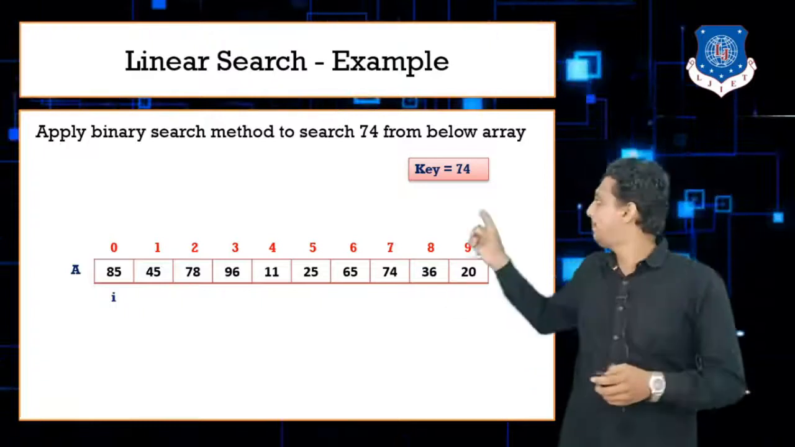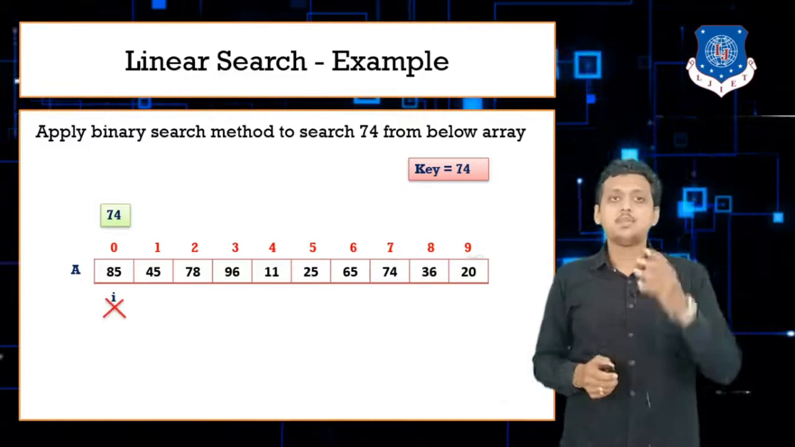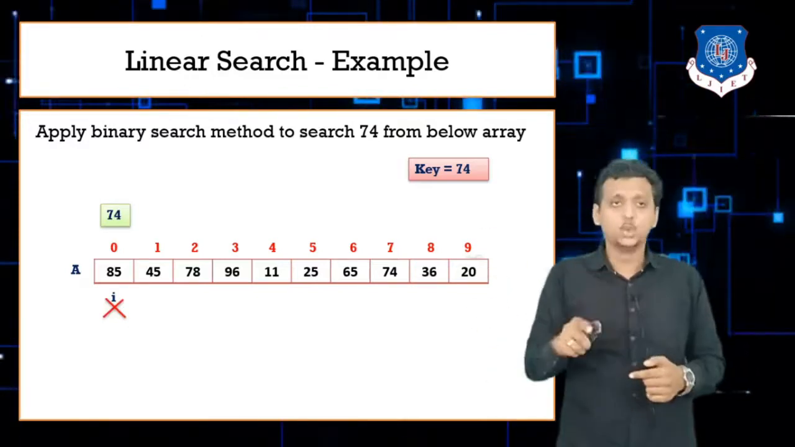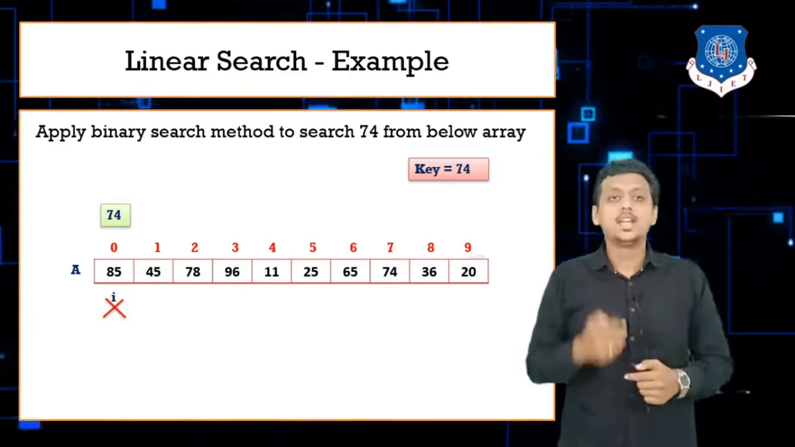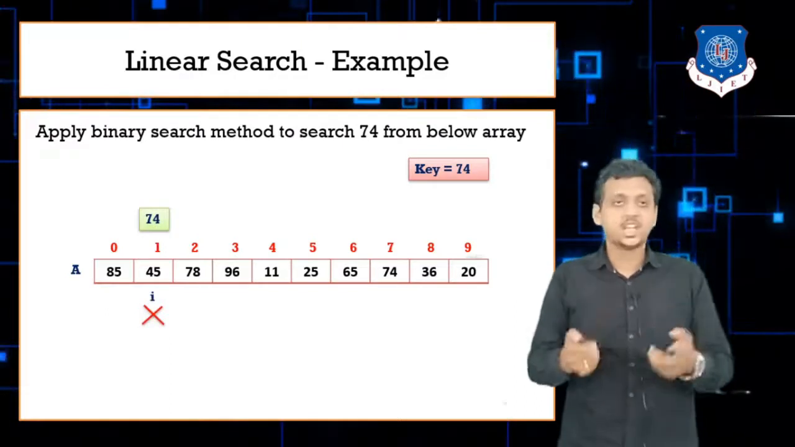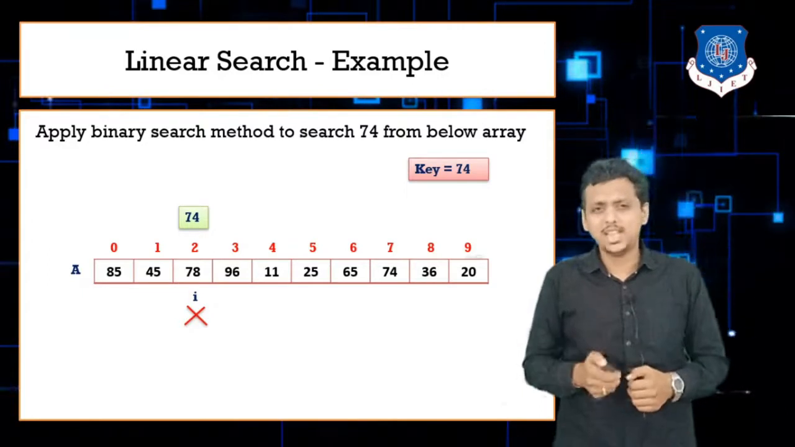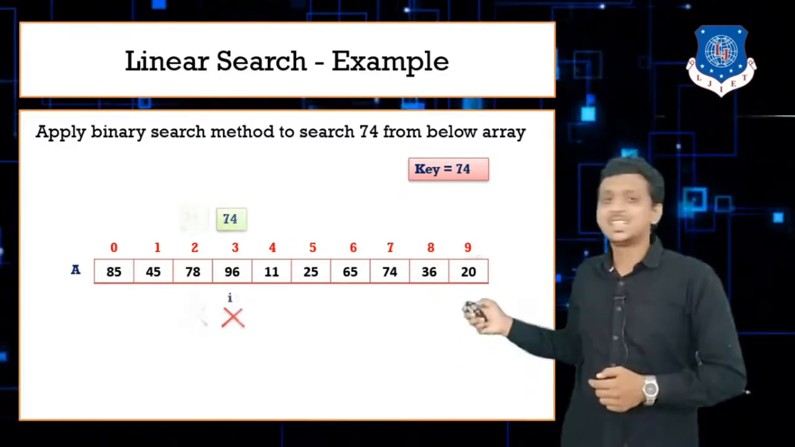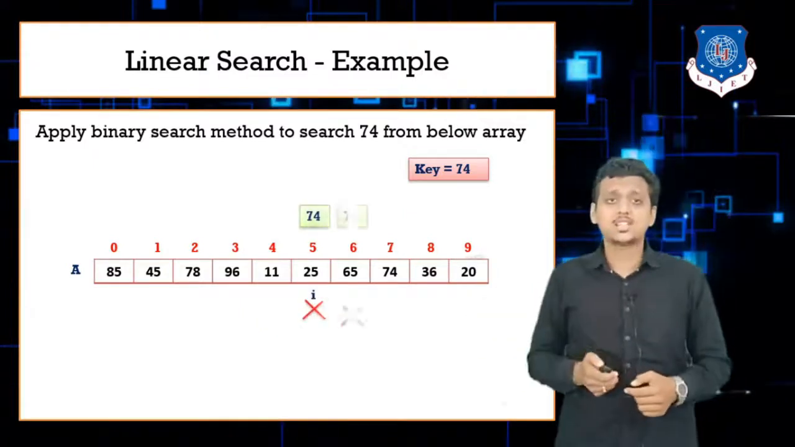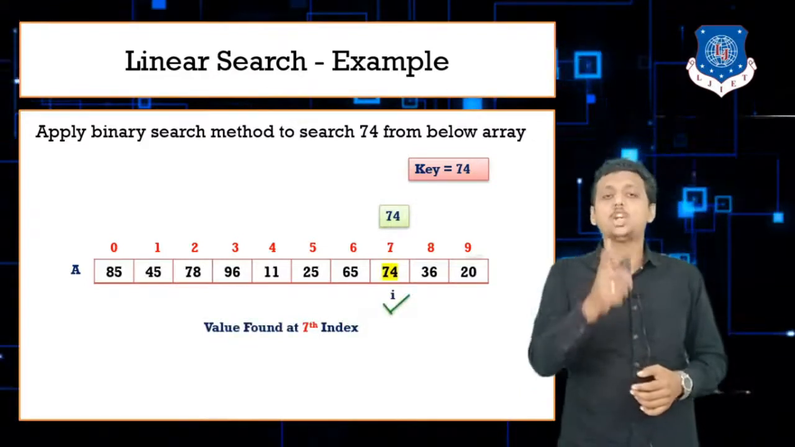First step, you just need to compare the 74 with the first value of the array. So here I'm just comparing 74 with the 85. Are both matched? No. So move ahead. Next, I'm going to compare 74 with my next value, that is 45. Again, no. Then I'm going to match 74 with 78. No. Next, 96. Next, 11. Next, 25. Next, 65. Next, 74. Yes, I got my value.